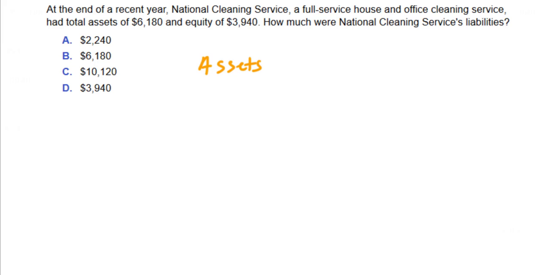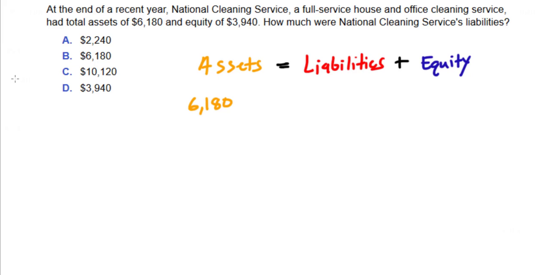Assets, so everything that this company owns or has control of, all of those assets are accounted for by the entities that can claim these assets, or the liabilities of this company, and then the owners themselves, the equity. So okay, it's telling us here that National Cleaning Service has $6,180 worth of assets, so cleaning supplies, equipment, trucks.